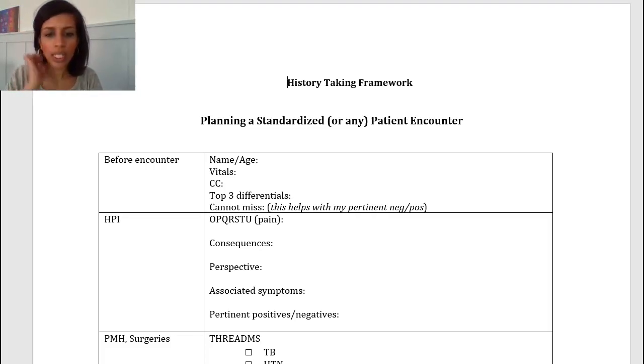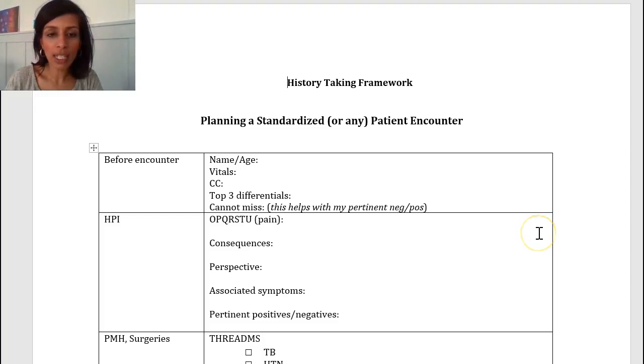Okay, so in your packet this time for preparation, you will have this template. And again, this is what I use and I'm going to walk you through it. Please feel free to edit, amend, try it out if you want to, or not, if you don't feel like this is useful to you.